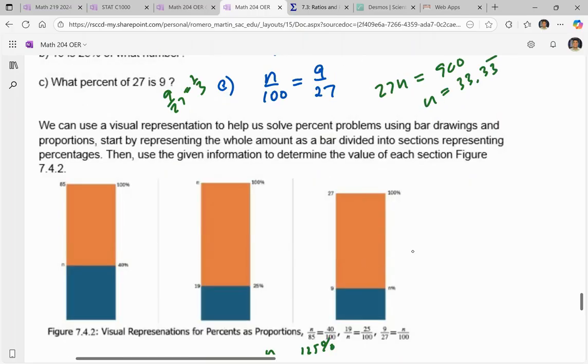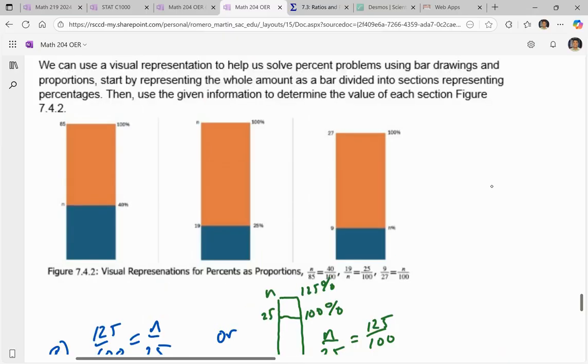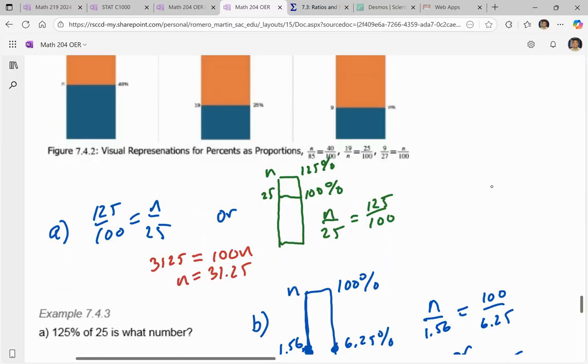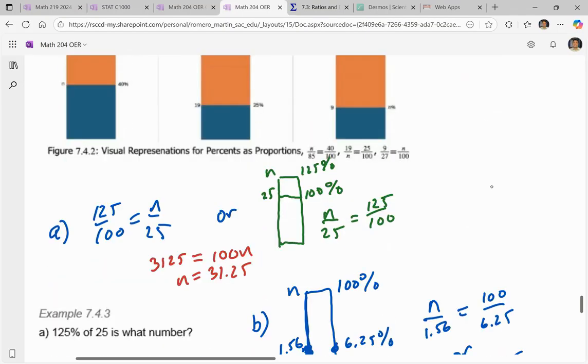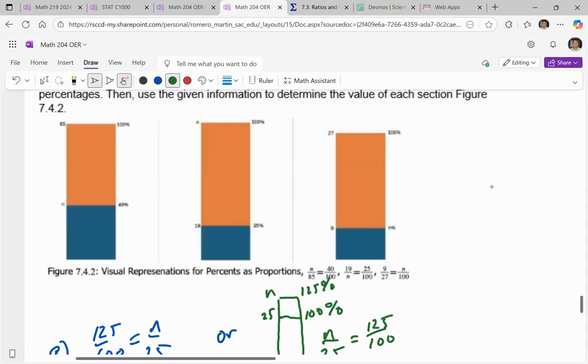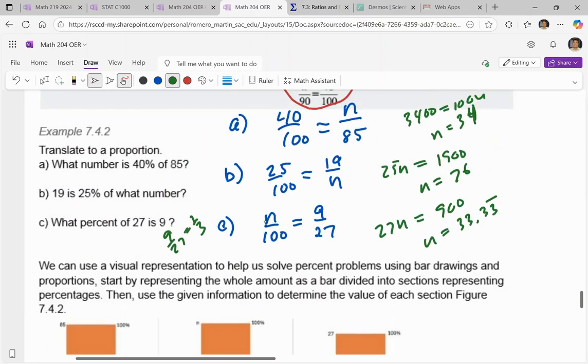We can also visualize these representations, and I like to use bars to do that. It gets a little hard to see, but you might see better in the textbook when we look at that. We can see some visual representations here as we try to solve the problem. Your bar is the whole, it's what it's out of. And so you can see some bars here that we could use to solve these problems.